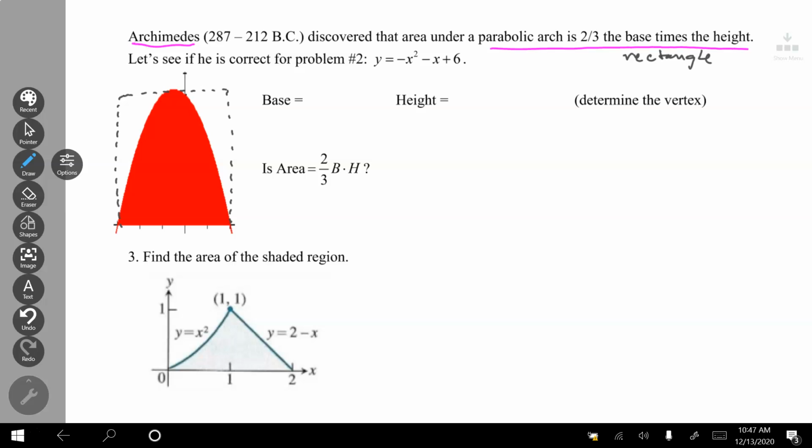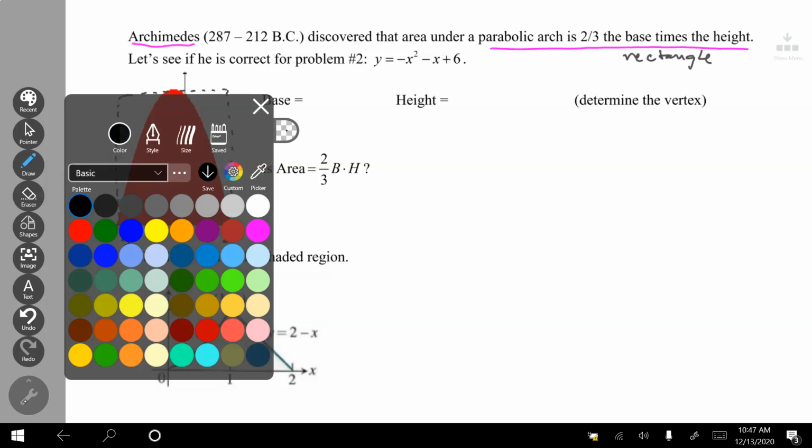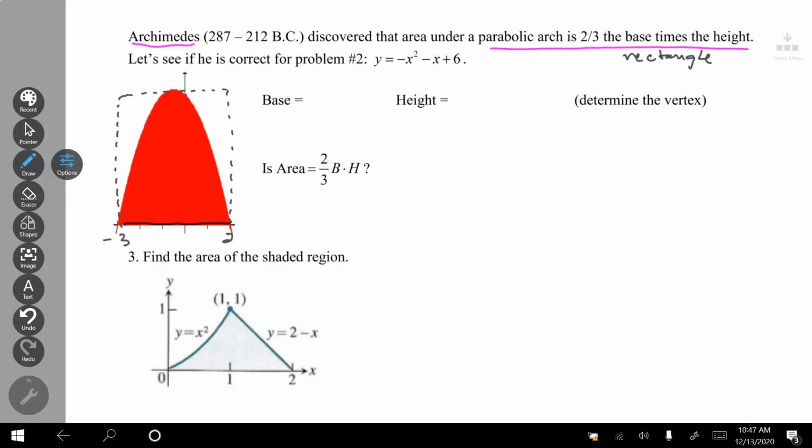So the base goes from -3 to 2. So this base right here is equal to 5. That's obvious.